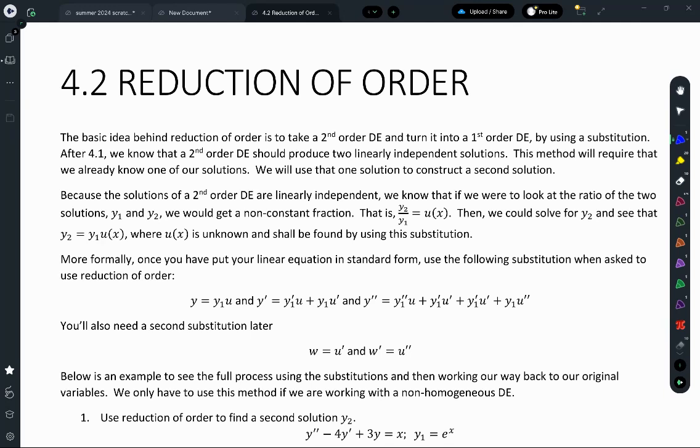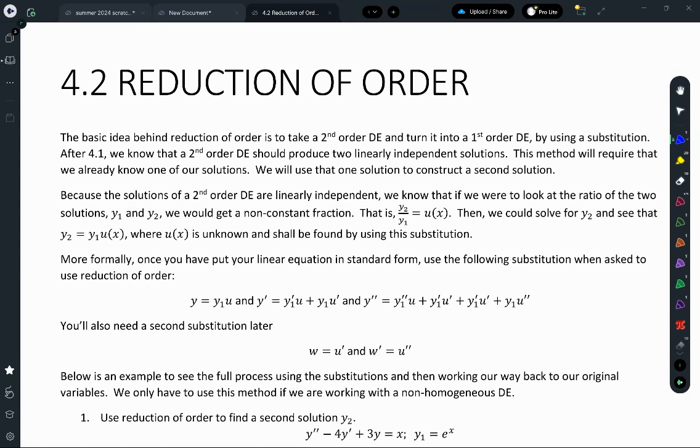But this method is actually very useful because it's going to show us how to handle the situations where we have two solutions to a second order differential equation, but they appear to be the same solution. And reduction of order tells us what to do in order to fix that.